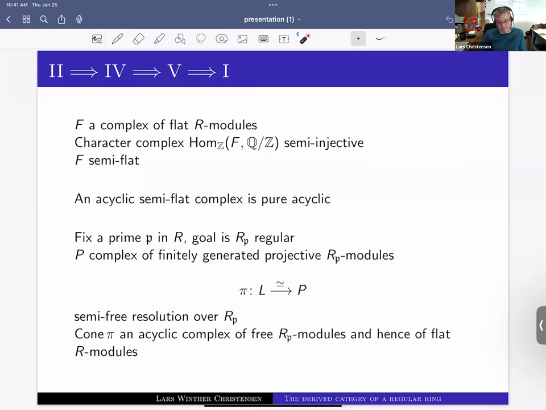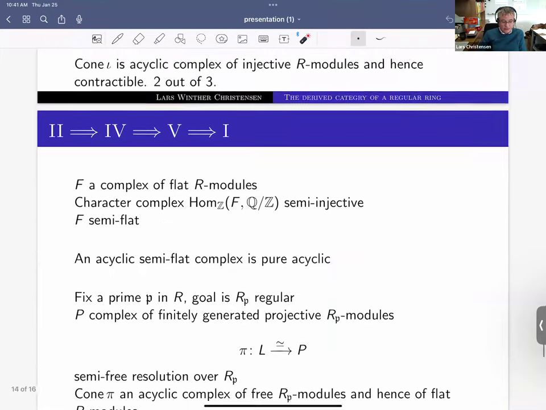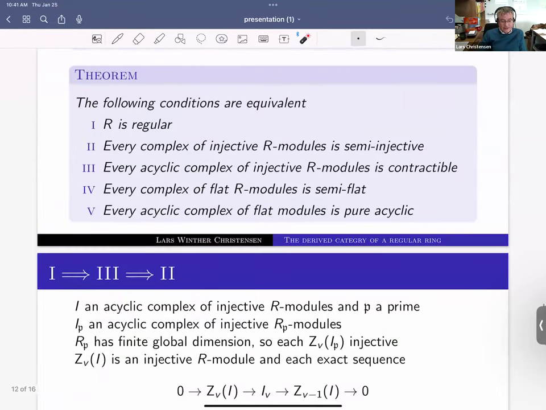And any acyclic semi-flat complex is pure acyclic. That's just a fact, and it's not hard to prove. But that doesn't really take an argument. That's a standard fact. So now to get from 5 to 1, so again, condition 5, every acyclic complex of flat modules is pure acyclic, and we need to get back to R being regular.